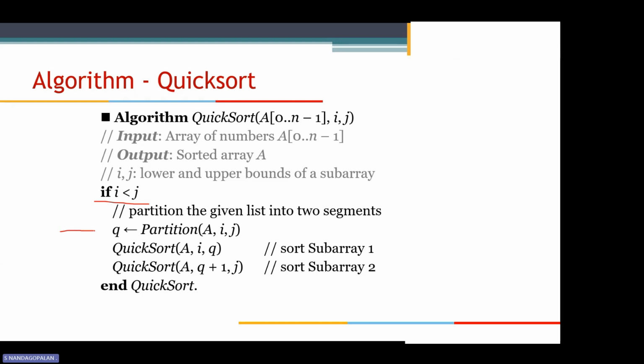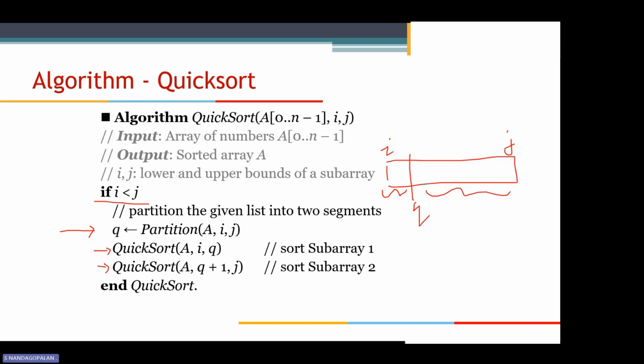So the first step is to partition and get the q. I have my complete array, and this q may be here. This is my i, this is my j, 0 to n minus 1. So this is my left half, this is my right half. Recursively keep doing this: i to q and q plus 1 to j. These are the two quicksort recursive calling sequences.